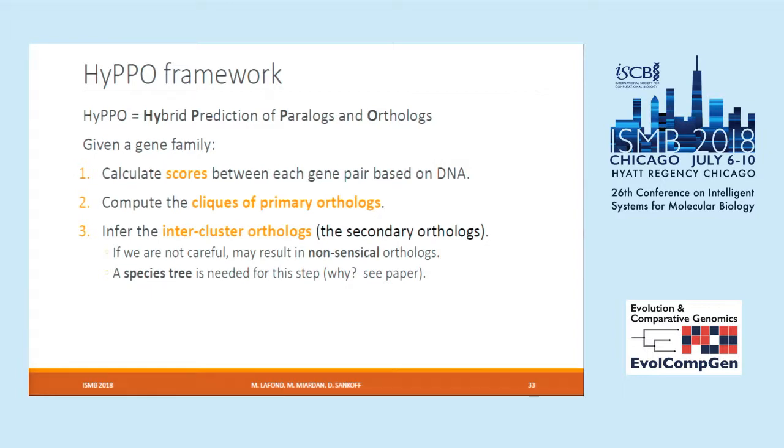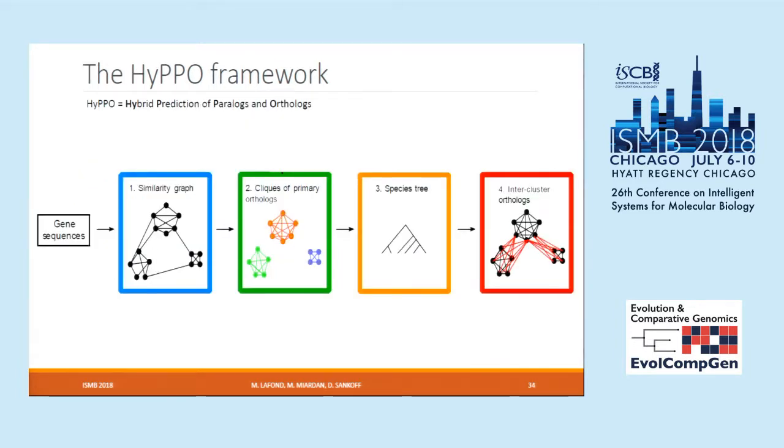If we're not careful, we may predict nonsensical orthologs, meaning that there's no gene tree that has these orthologs. And we need a species tree to validate this step. I won't go into the details of how that works. I invite you to read the paper, but in this framework, we use the cliques of primary orthologs to build a species tree. And now from the species tree, we may infer the intercluster orthologs.